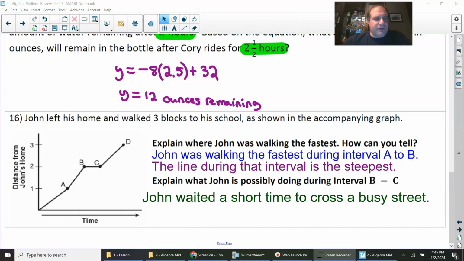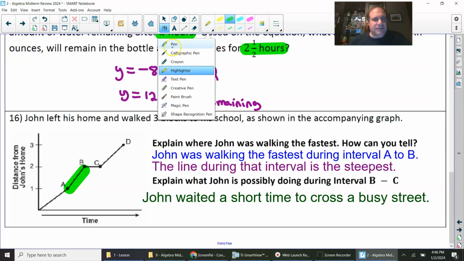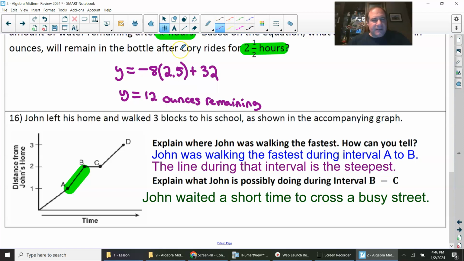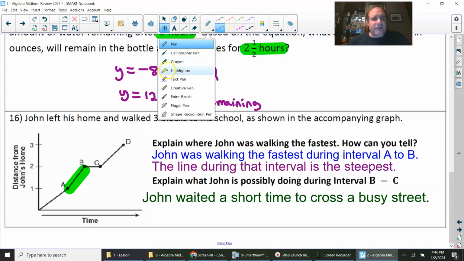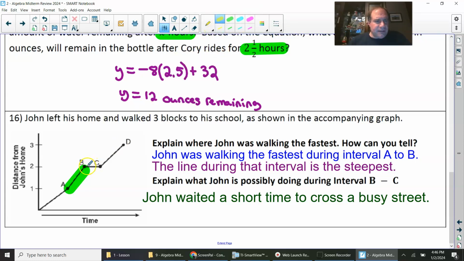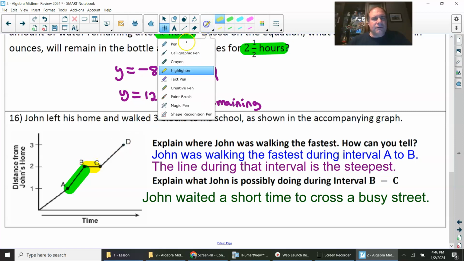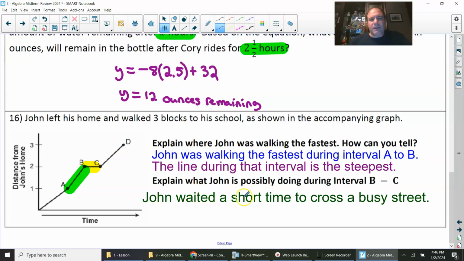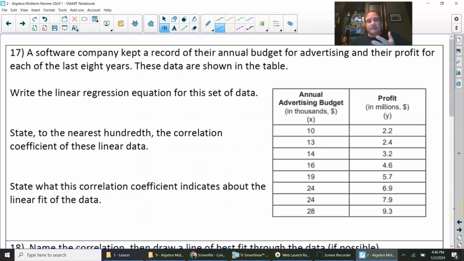John was walking the fastest during interval A to B. You could tell right away that A to B right here, and let me just get the highlighter out. A to B is the steepest interval, the line with the steepest, the fastest rate. That means it's the steepest line during that interval. And then they were asking about this right here, B to C. And all we could say about that is that John waited a short time to cross a busy street where distance is not increasing and time is still going on. So obviously he stopped for a short time, and that's about it.